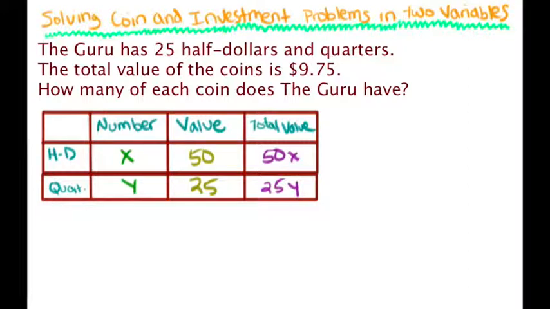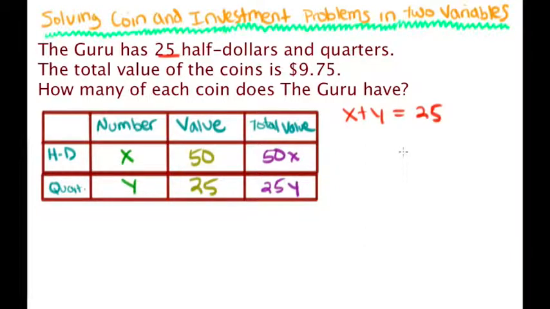So now we write our equations. Our first equation is going to be about the number of coins, and the second equation is going to be about the money, the value of the coins. So we know that we have 25 half dollars and quarters, and we have X number of half dollars and Y number of quarters. So our first equation would just be X plus Y is equal to 25.